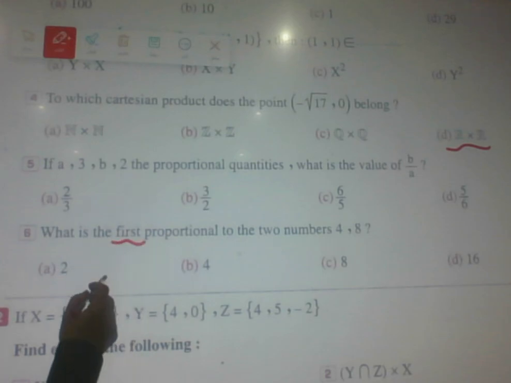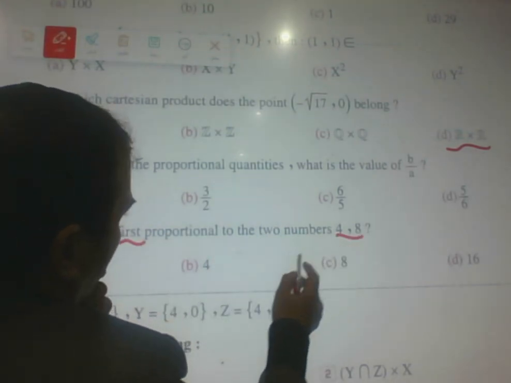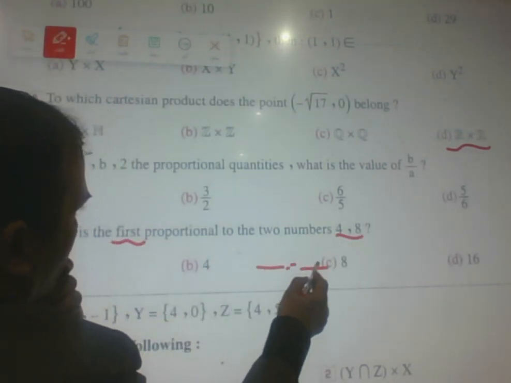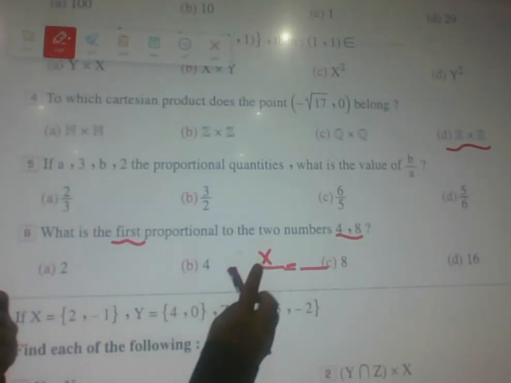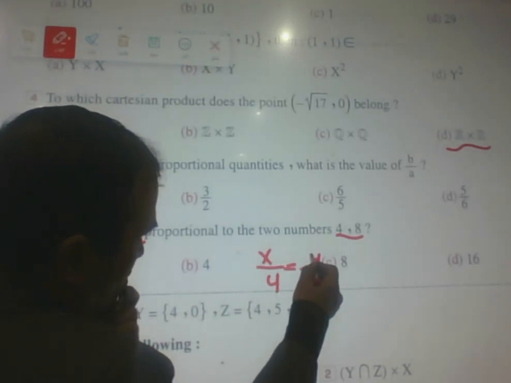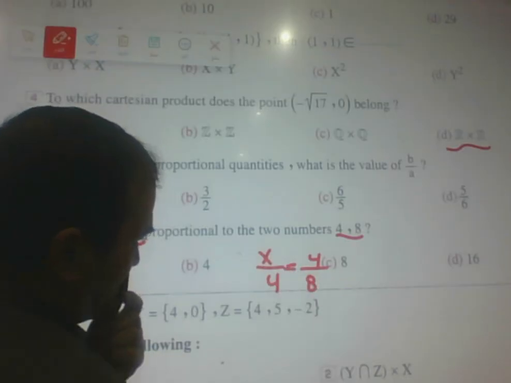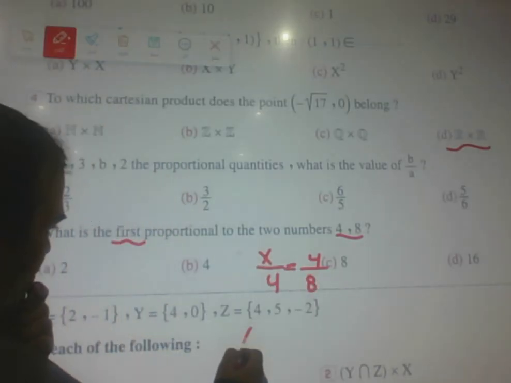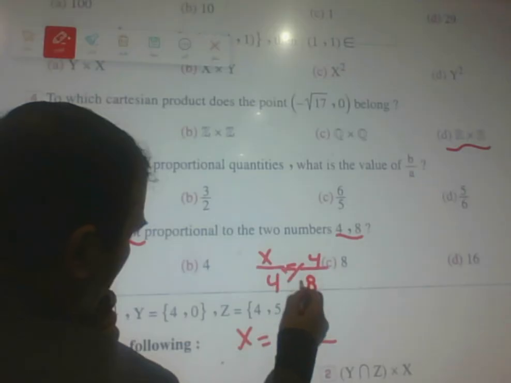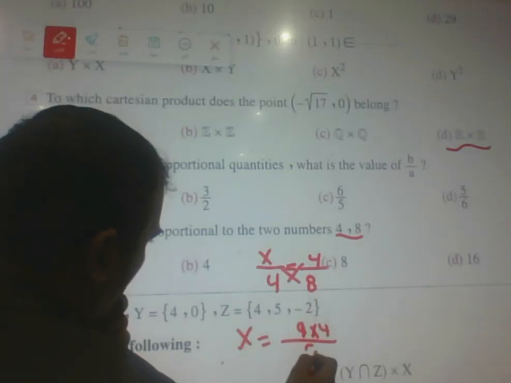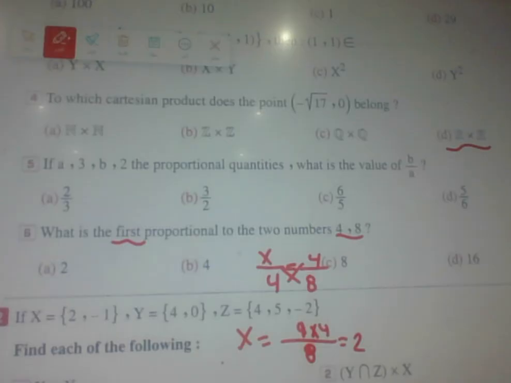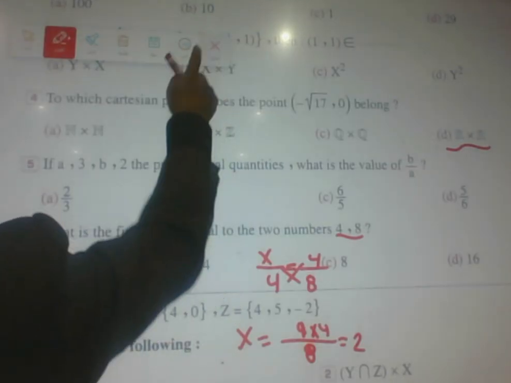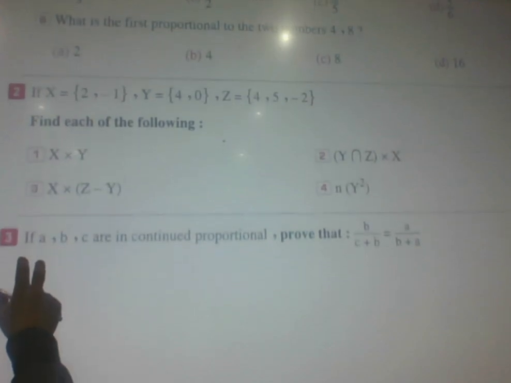Next question. What is the first proportional of the two numbers 4 and 8? Okay, we want to find the first. I will write here x, this is the first proportional. We have 4 and 8. 4 will be the middle between the two numbers x and 8. Then the value of x equals 4 times 4 divided by 8. The product of extremes equals the product of means. And 4 times 4 equals 16 divided by 8 equals 2. The value of x equals 2. Choose letter A.